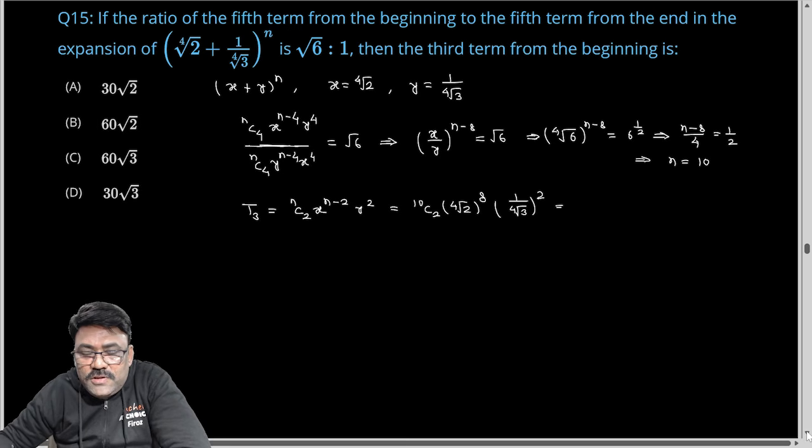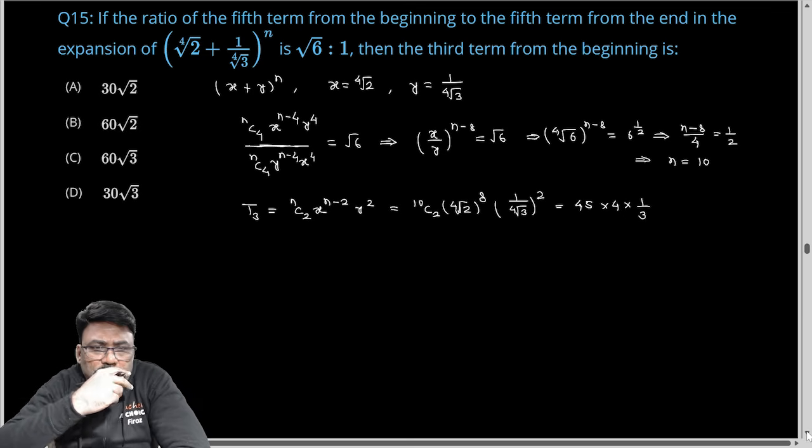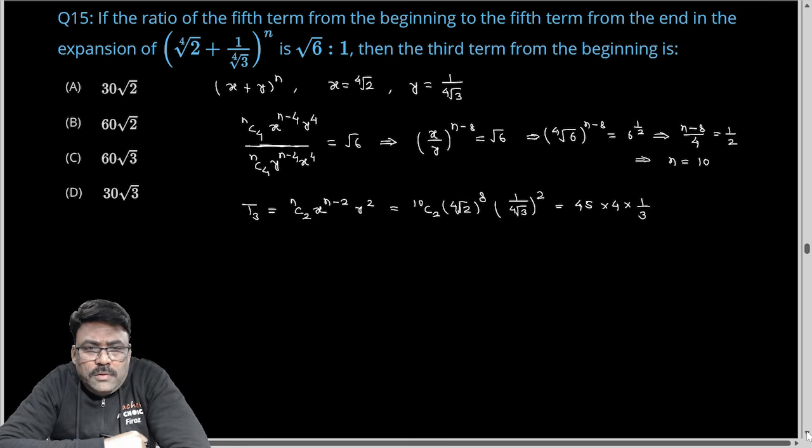nC2 is 10 into 9 by 2, sorry, 10 into 9 by 2 means 45. Fourth root of 2 raised to 8. So ultimately it is 2 raised to 1 by 4, so 2 raised to 2, and this is 1 by 3. I'm not getting the answer. Let me check what mistake I'm making.